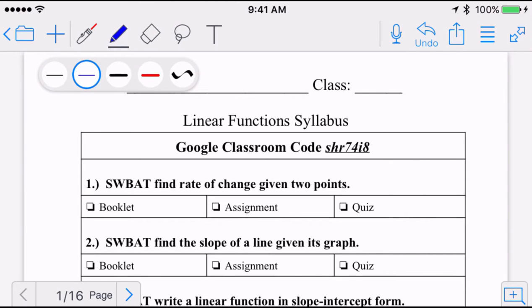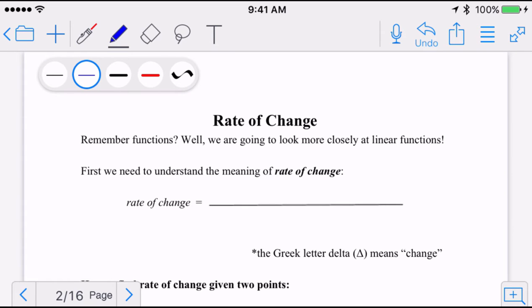Oh yeah, all right, here we go with linear functions. It's Miss Schaefer back in action. So we are doing linear functions. I did the functions unit with you before. Now we're diving into linear functions, looking at more details. So we are doing lesson 1 on rate of change given 2 points. So hop on over to that page.